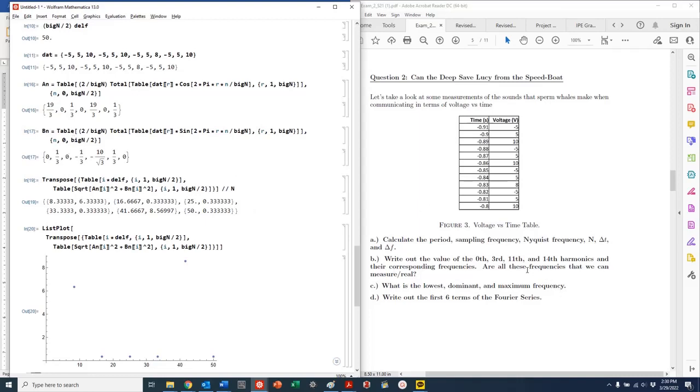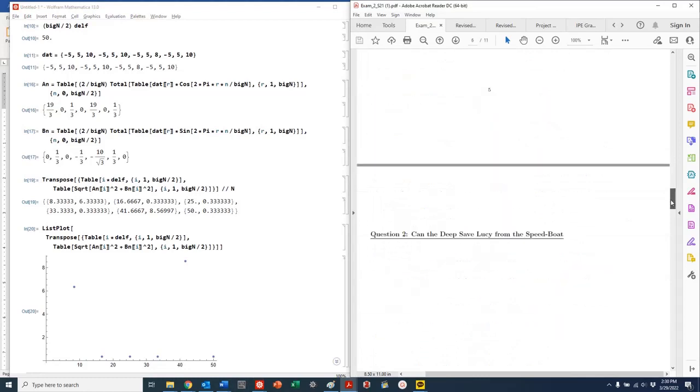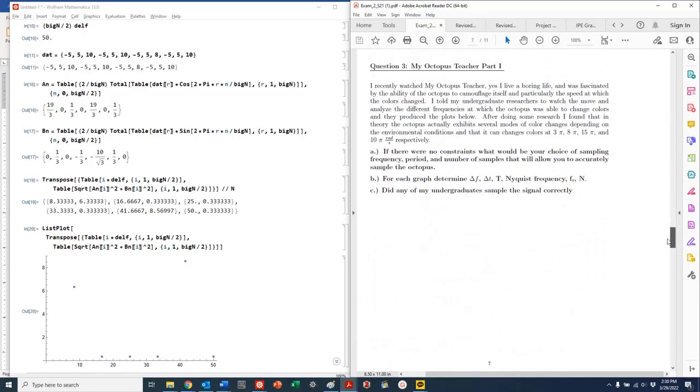So are all these frequencies real? I cannot measure the 11th, I cannot measure the 14th harmonic. So those are not real. That's it. So that's our problem 2. So we're going to move on to our third problem.